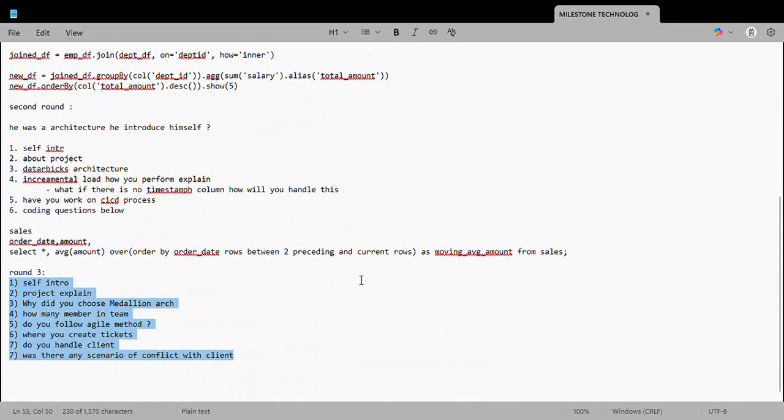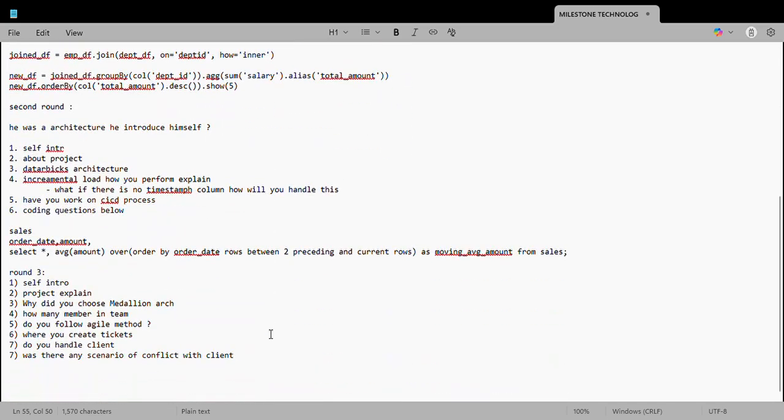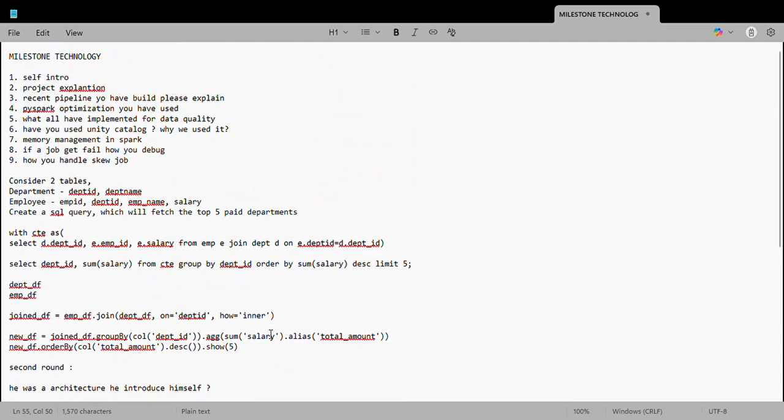I hope this was the last round. But again, I haven't got any call yet. The interview happened yesterday, and today is Saturday. So most likely on Monday I'll confirm whether I got selected or not. Hopefully I will be selected because all went well. So let's see. I hope all the questions were clear for you.